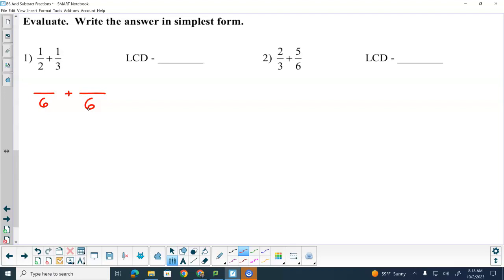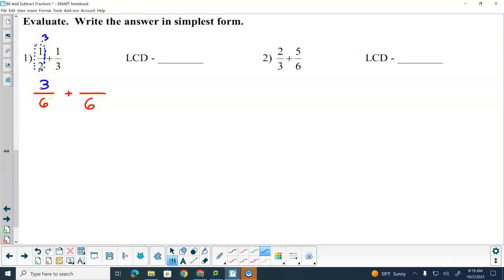Now, what you've got to do is make an equivalent fraction for 1/2. So 2 times what gets me 6? 2 times 3 gets me 6. So that means I've got to multiply this 1 on top by 3. What is 1 times 3? 3. So this would be 3/6.